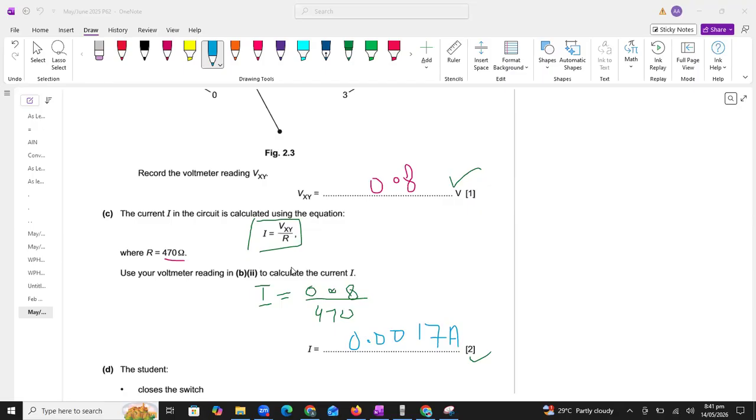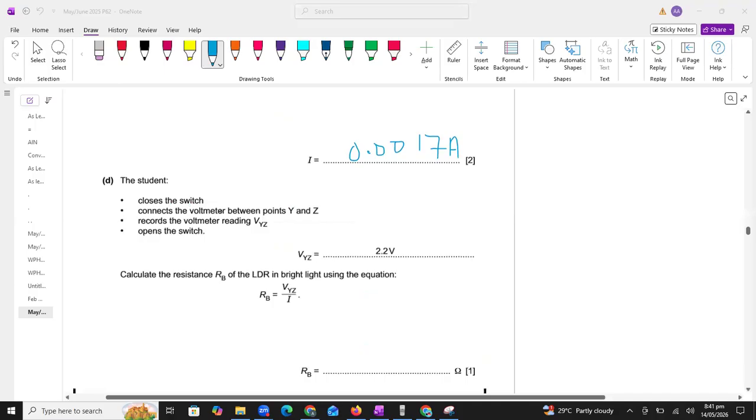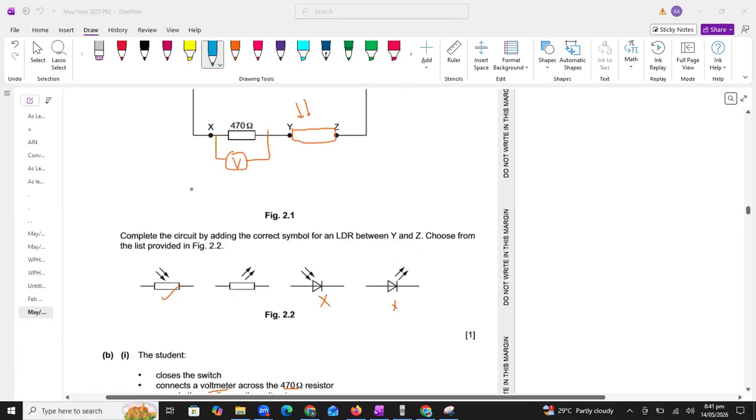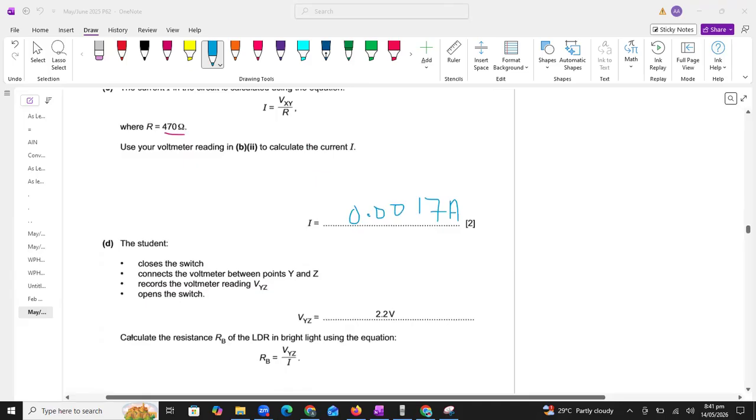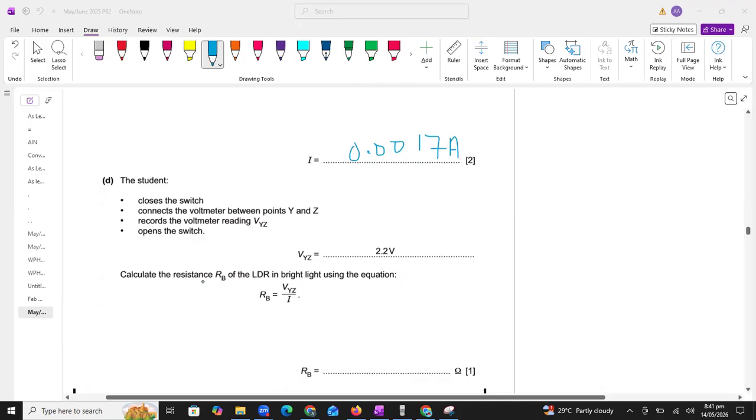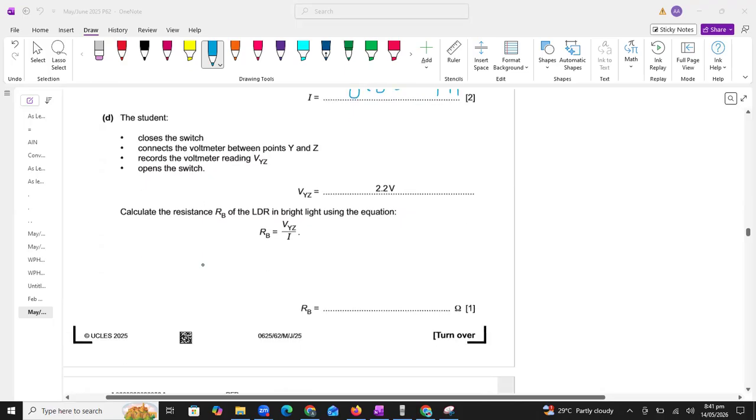Now in the next part, part D, they are saying the student closes the switch and connects the voltmeter between points Y and Z. So now the student is disconnecting the voltmeter from this position and connecting it between the terminals Y and Z. Basically, he is measuring the potential difference across this LDR. Now they are saying record the voltmeter reading VYZ, which is already mentioned, 2.2 volt. Calculate the resistance RV of the LDR in the bright light using the equation.